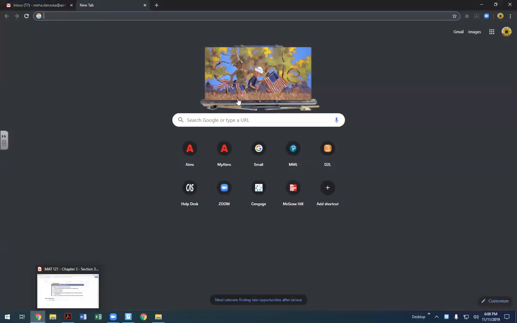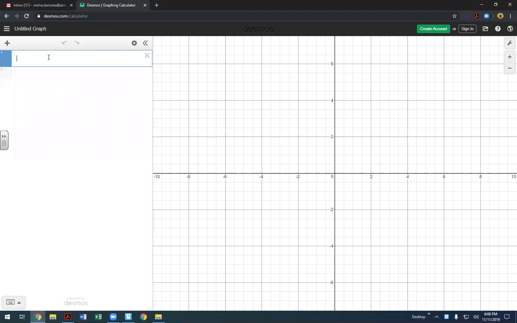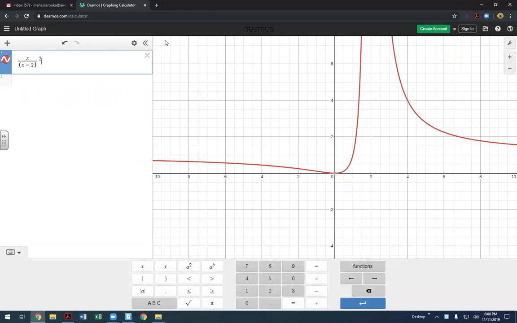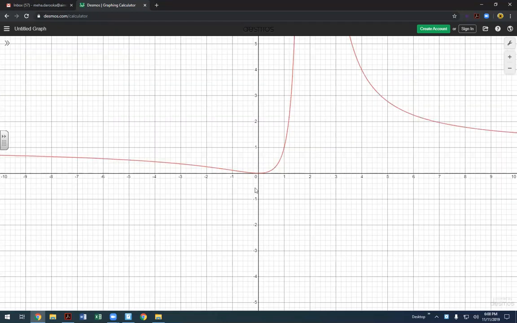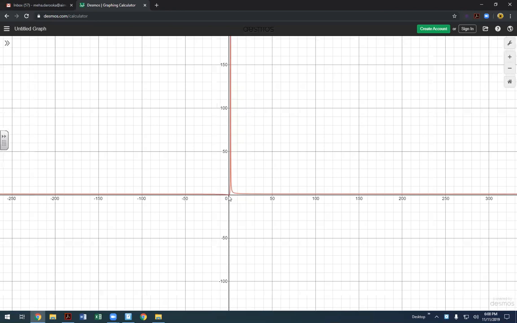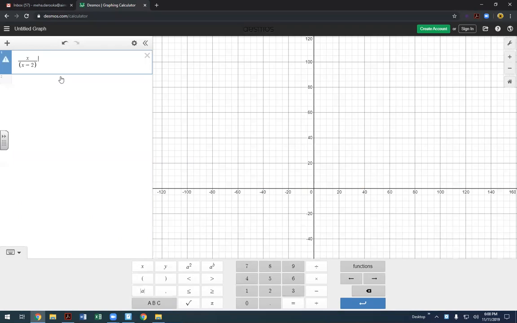Let me show you on our graphing calculator here. So this guy was x divided by x minus 2 quadratic squared. Nope. That square has to be on the denominator.